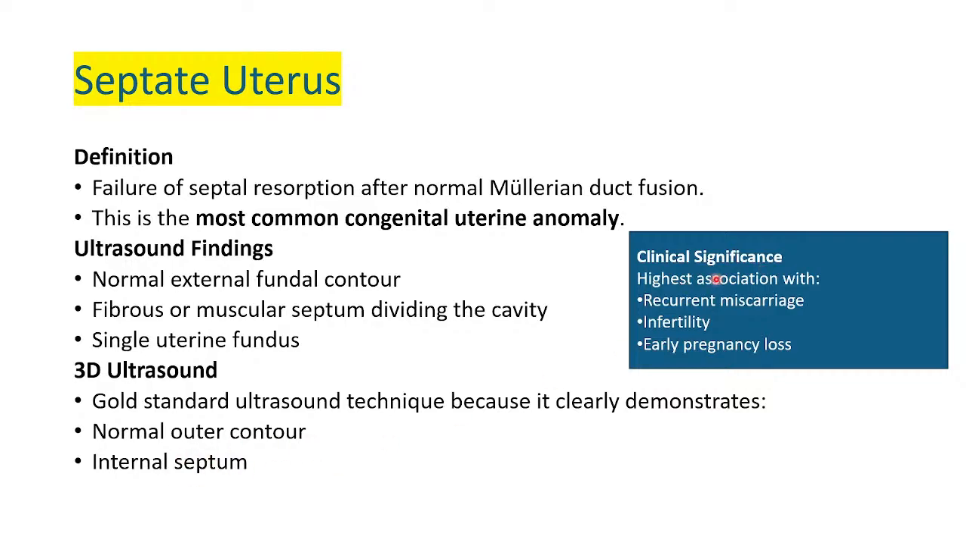So the clinical significance of a septate uterus: highest association with recurrent miscarriages, infertility, and early pregnancy loss. So you see, the justification for us to study these uterine anomalies is that some patients will be presenting with infertility, so you have to look religiously for any sign of uterine anomalies.